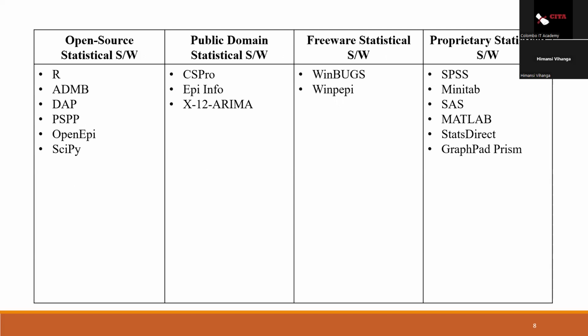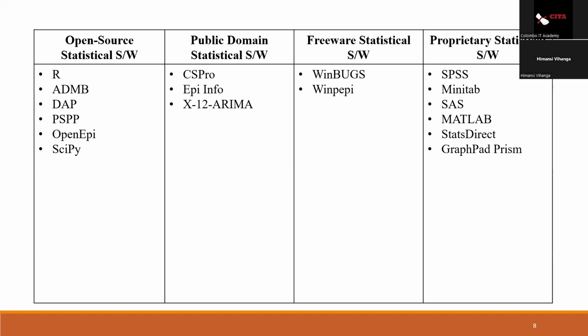So our first statistical software is open source statistical softwares. Open source statistical software means they are freely available, and the source code, that means the program which has been written for a statistical software, is available, and it can be modified or changed or shared by the user. And some examples for open source statistical softwares are R, ADMB, DAP, PSPP, OpenAPI, and SciPy.